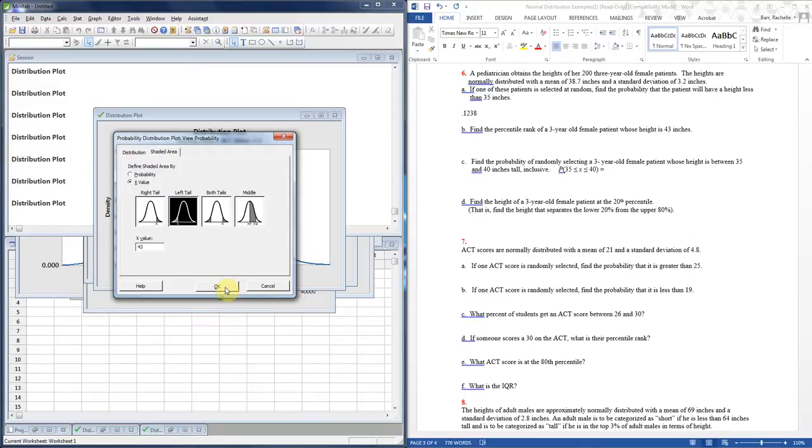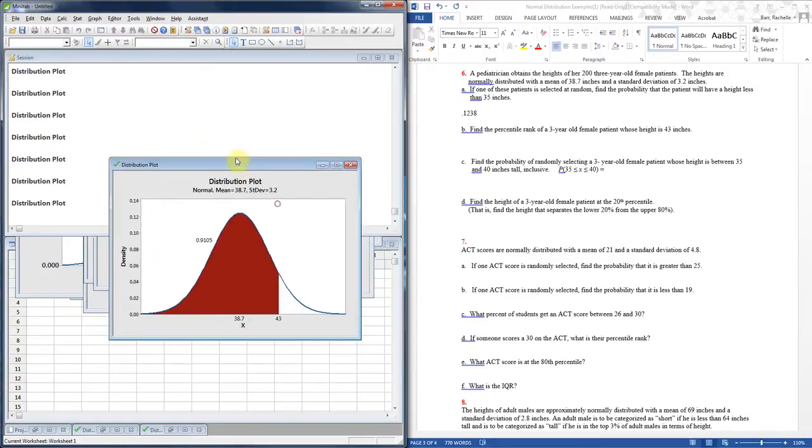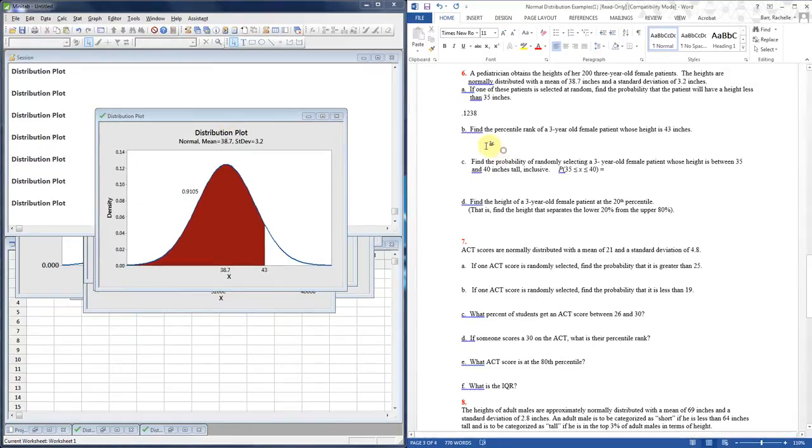Okay, so again, we think of percentiles as who you scored better than, so in this case that's people that are shorter than 43 inches, so I'm still doing to the left of 43, and then we'll hit OK. We get 0.9105. So I would say that she is in the 91st percentile.